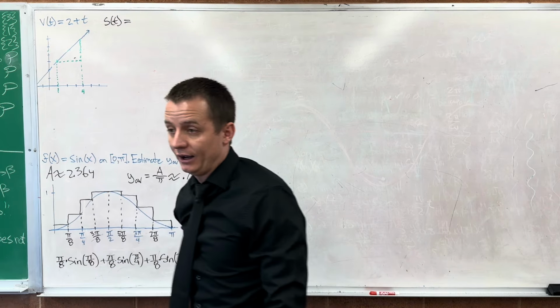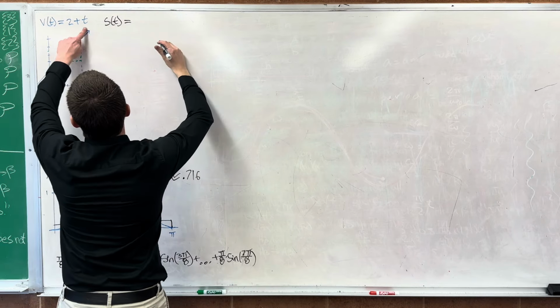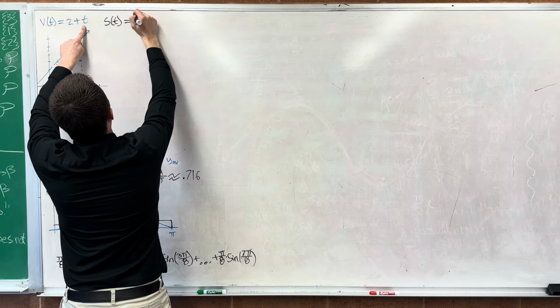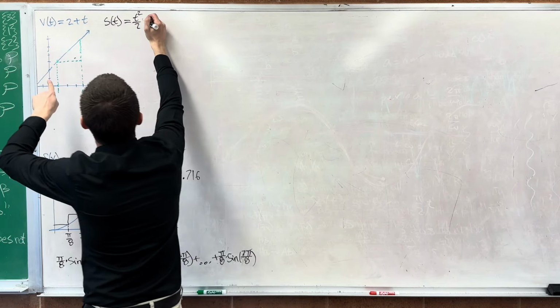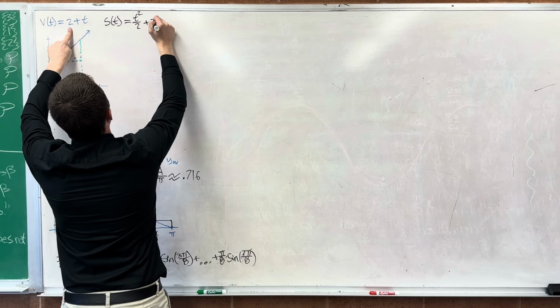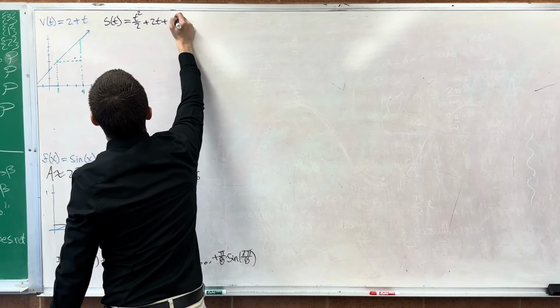You just integrate that. What's the integral of 2? 2t. The integral of t is t squared over 2. Add 1 to the exponent and then divide. Plus 2t, 2t plus our initial position, some constant c.